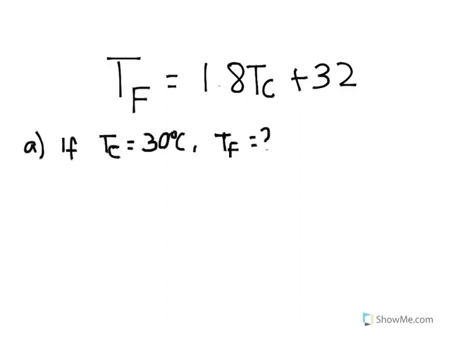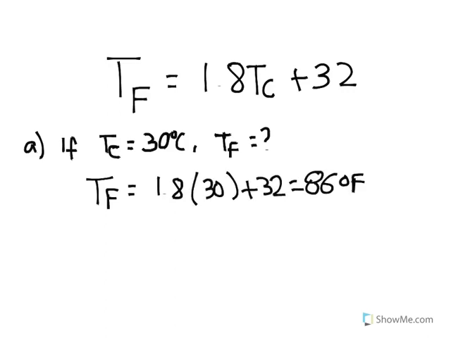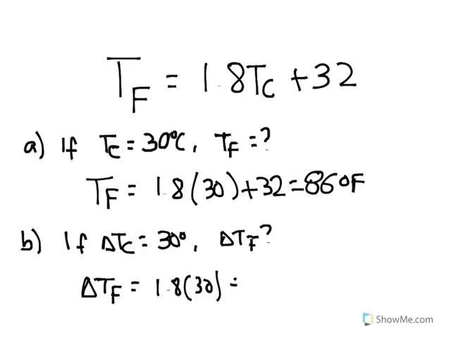For instance, if the temperature in Celsius is 30 degrees Celsius, then the temperature in Fahrenheit is going to be 1.8 times 30 plus 32, which is 86 degrees Fahrenheit. But if instead of having a punctual temperature, we have a change in temperature, then we will only state that the change in temperature in Fahrenheit, if the change in temperature in Celsius is 30, is 54 degrees Fahrenheit, which is a change in temperature.